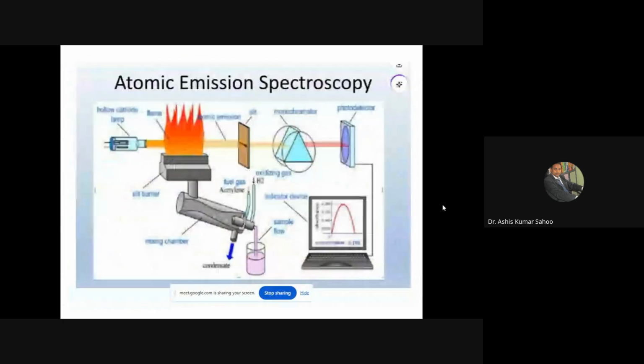Now we go to atomic emission. In that case, the atom will be excited, and we get emission. A hollow cathode lamp will be there, and a flame will be there. The sample will go through this, and we will get the emissions.